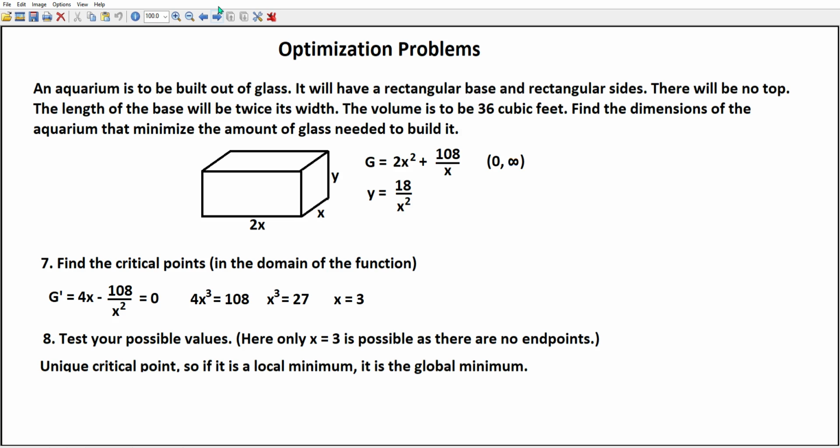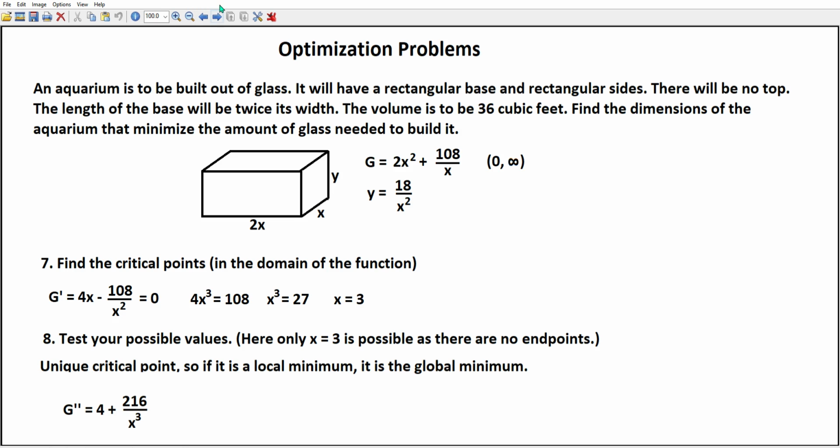And we can test that using either the first or second derivative test. Here we're going to use the second derivative test. We calculate g double prime, which is 4 plus 216 over x cubed. And the reason is that the derivative of x to the minus 2 is minus 2x to the minus 3, which is how we get to here.